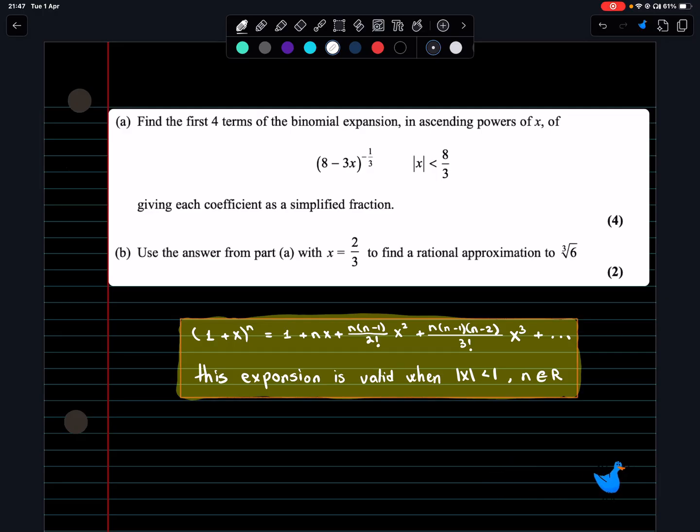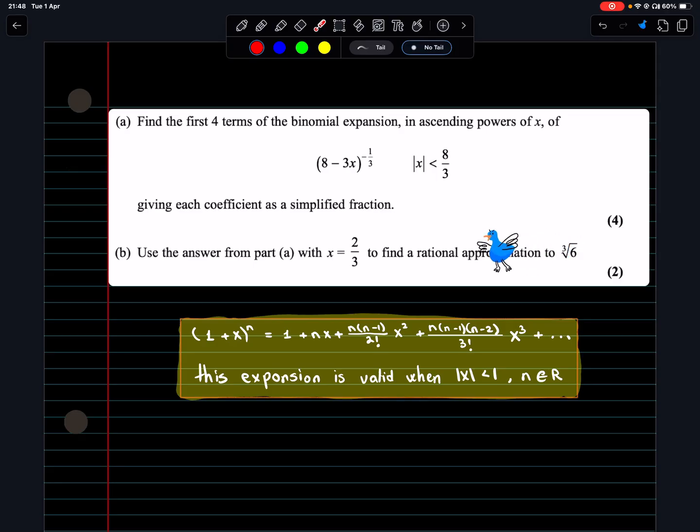Alright, question number 1. In this question, we are asked to expand the expression using a binomial expansion in ascending powers of x. The expression is 8 minus 3x all to the power of negative 1/3, for x less than 8 over 3. Give each coefficient in its simplest fraction, and then use your answer to part A, when x equals 2 over 3, to find an approximation for the cube root of 6.